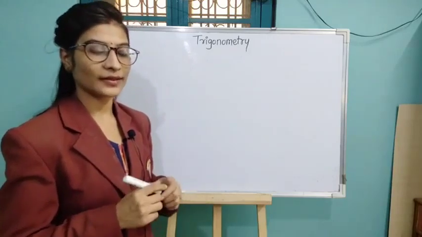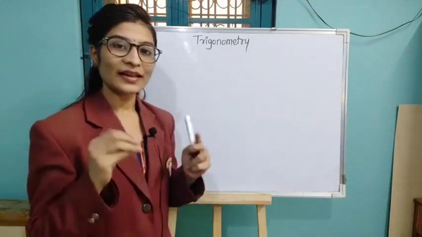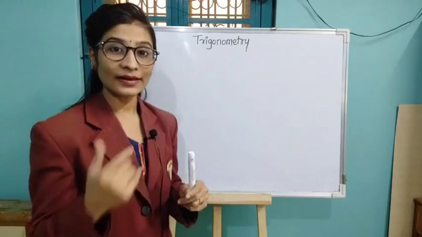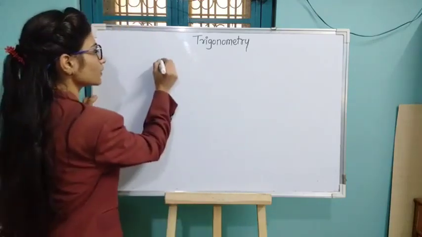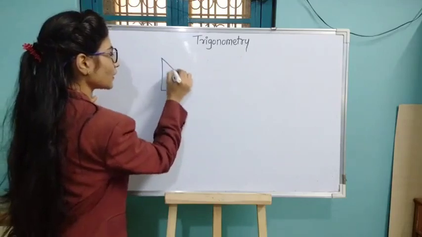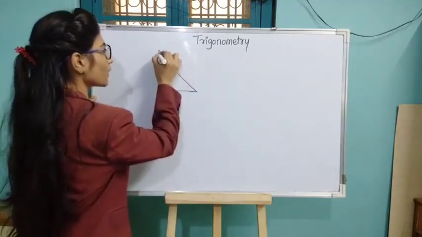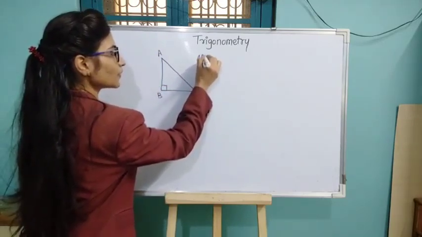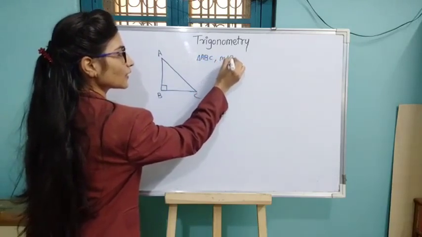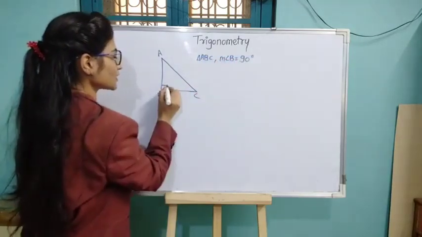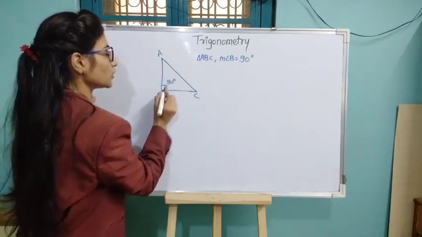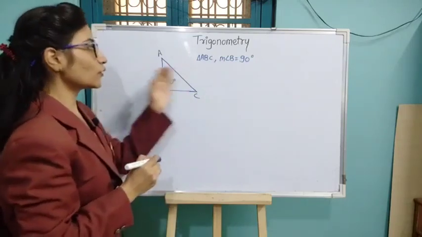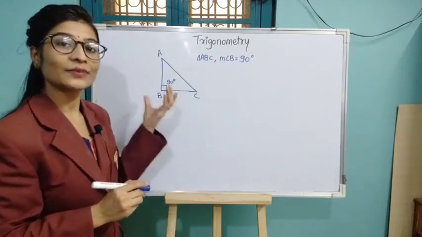You know very well, I think, what a right angle triangle means. If any angle of a triangle is 90 degrees, then the triangle is a right angle triangle. Let's take a look. Suppose this is a triangle ABC and the measurement of angle B in triangle ABC is equal to 90 degrees. Then we can say it is a right angle triangle, because if any angle in a particular triangle is 90 degrees, then the given triangle is a right angle triangle.